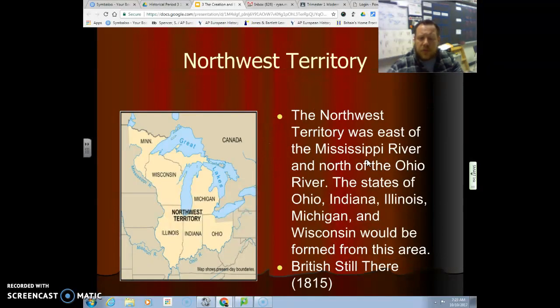The other problem we had out here was that in the Northwest Territory, you eventually make up these states of Wisconsin, Illinois, Indiana, Ohio, Michigan. The British were still there.